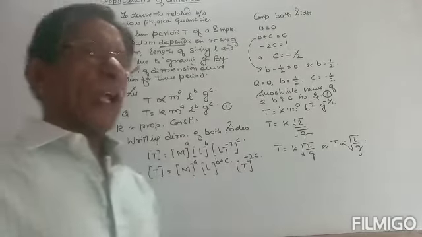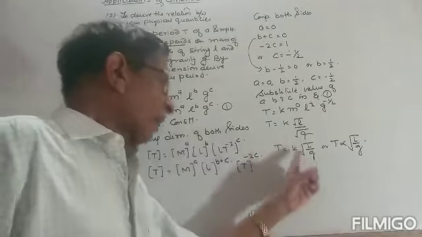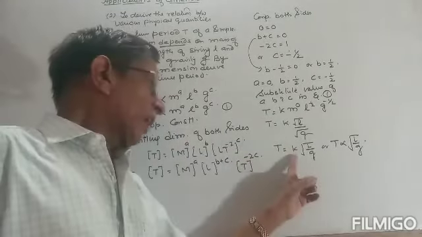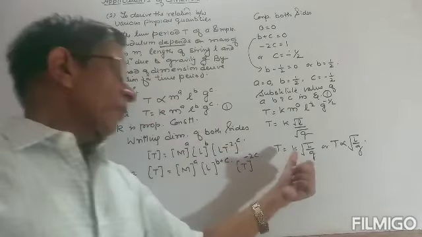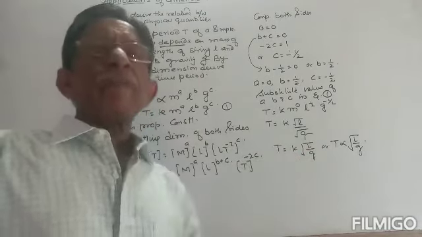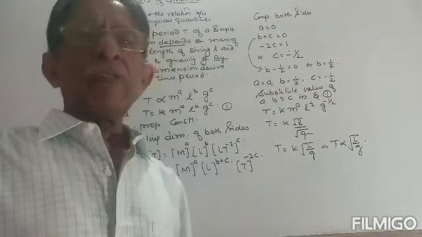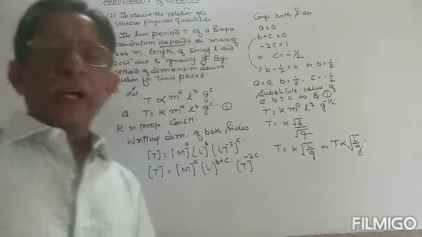This K is the constant. If in the question the value of constant is given to you, then you will put it, otherwise you will leave it as it is. In some questions you will find that K is given, K is 1, 2, 3, whatever is given, then you will substitute the value, otherwise leave it.